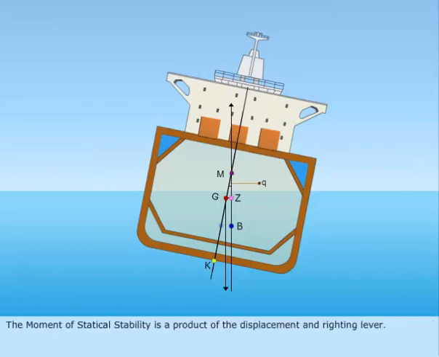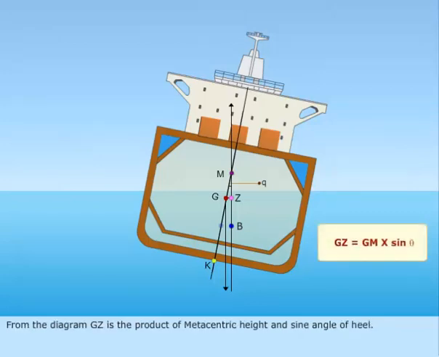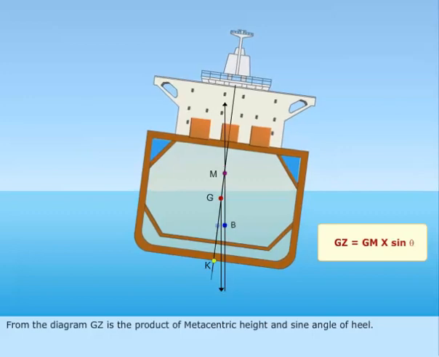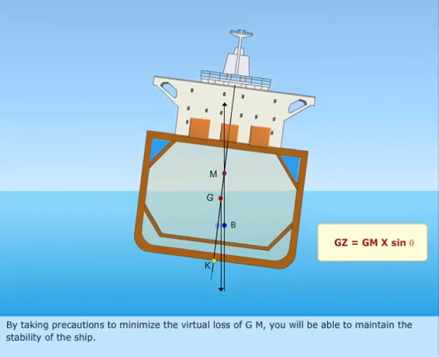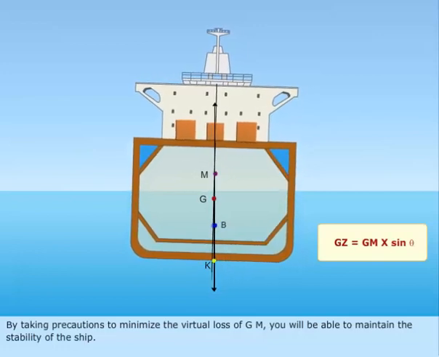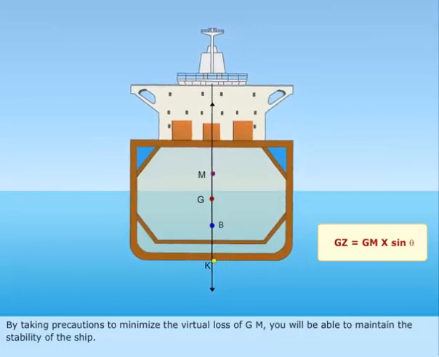The moment of statical stability is a product of the displacement and righting lever. From the diagram, GZ is the product of metacentric height and sine of the angle of heel. By taking precautions to minimize the virtual loss of GM, you will be able to maintain the stability of the ship.